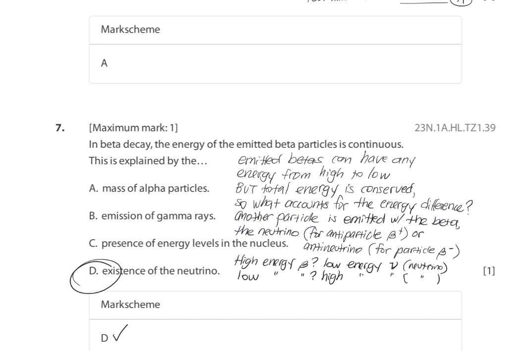And then if a regular beta particle, like an electron, is emitted, then an antineutrino is emitted to counterbalance the matter-antimatter pair. But if a beta plus, if a positron is emitted, then that's an antiparticle, so a regular neutrino is emitted. The existence of the neutrino takes care of the continuous nature of the energy of the emitted beta particle. So that's D.